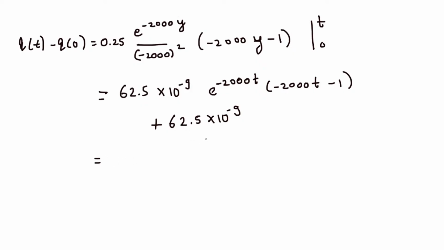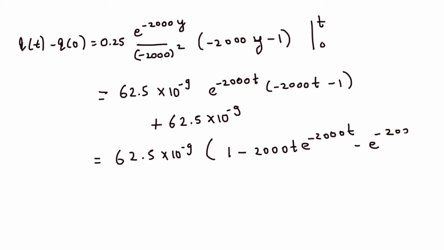Okay, now we can further simplify this one. In order to simplify, we can multiply this e power minus 2000 t with this bracket. If we do that and then take the 62.5 times 10 to the power of minus 9 common, then this one becomes a 1. So I put that 1 in front, and then this is going to be negative 2000 t times e power minus 2000 t, and I write it as it is, negative 2000 t e power minus 2000 t, and this minus 1 multiplied by this one, that's going to be negative e power minus 2000 t.